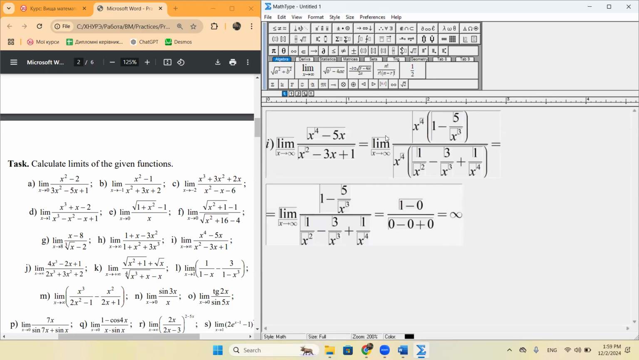Any questions for now about this exercise or about previous? No. Okay, if no questions, we'll have a break for 5 minutes and then continue the lesson.